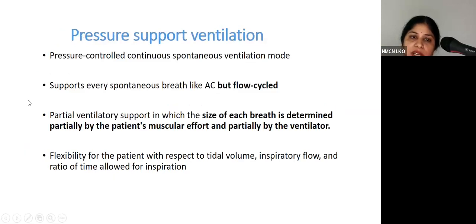Coming to pressure support ventilation, again this is a pressure controlled ventilation, so the limit is decided by the user. This is a spontaneous mode of ventilation. Here the rates are decided by the patient again, like assist control, but cycling is flow cycling. Here we are not controlling the inspiratory time. So cycling is happening because of the lung mechanics, or as per the patient's spontaneous efforts. So it is partial ventilator support, in which the size of each breath is determined partially by the patient's muscular effort and partially by the ventilator.